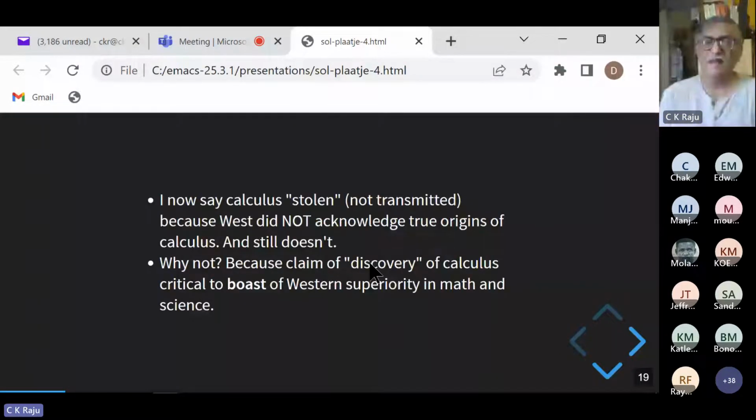And I'm saying stolen. Why not transmitted? Earlier I said transmitted; I was being polite. But the West did not acknowledge the true origins of calculus and still does not.